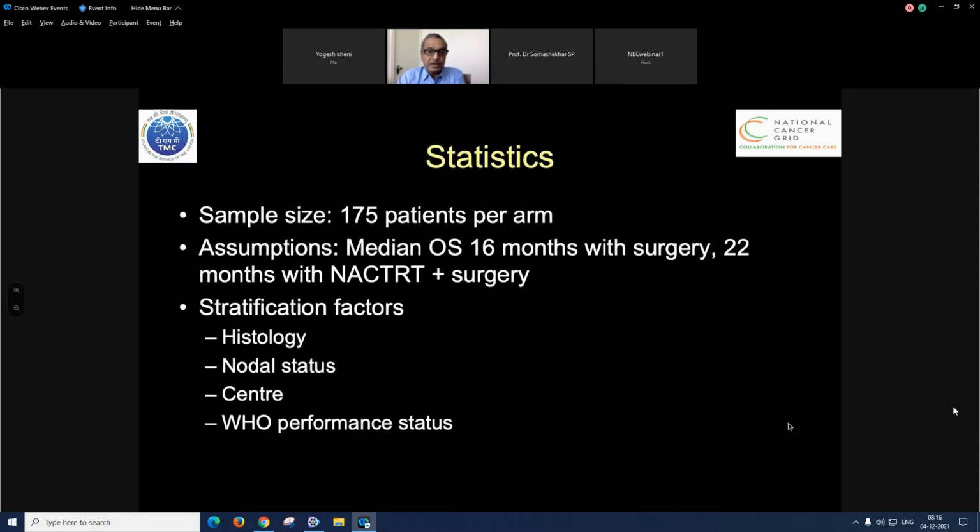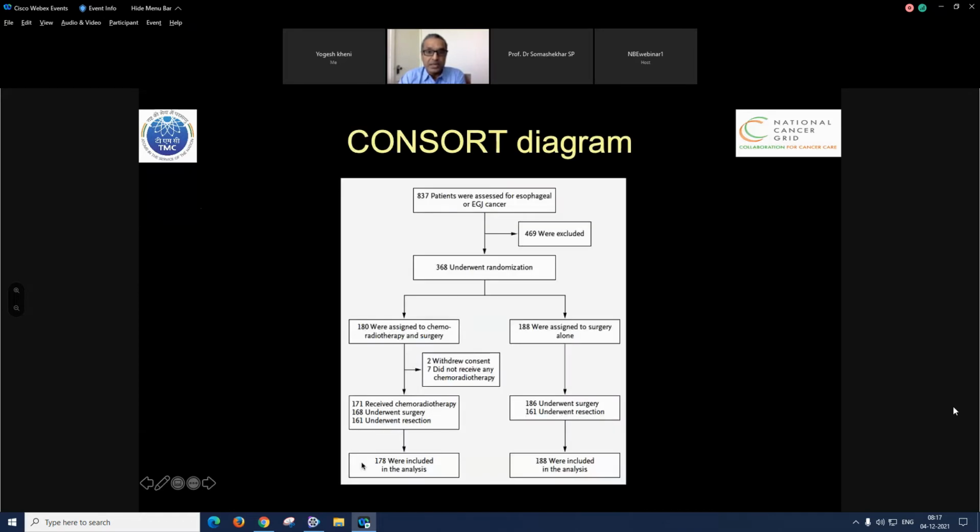175 patients were needed per arm, and the assumption on which this sample size was calculated was the fact that at that time they felt that overall survival in patients who were only undergoing surgery was 16 months, and they expected a 6-month improvement in survival with the addition of neoadjuvant chemoradiation. These patients were stratified for histology, nodal status, the center in which the patient was treated, and the WHO performance status. So this is a CONSORT diagram which shows how the patients were recruited.